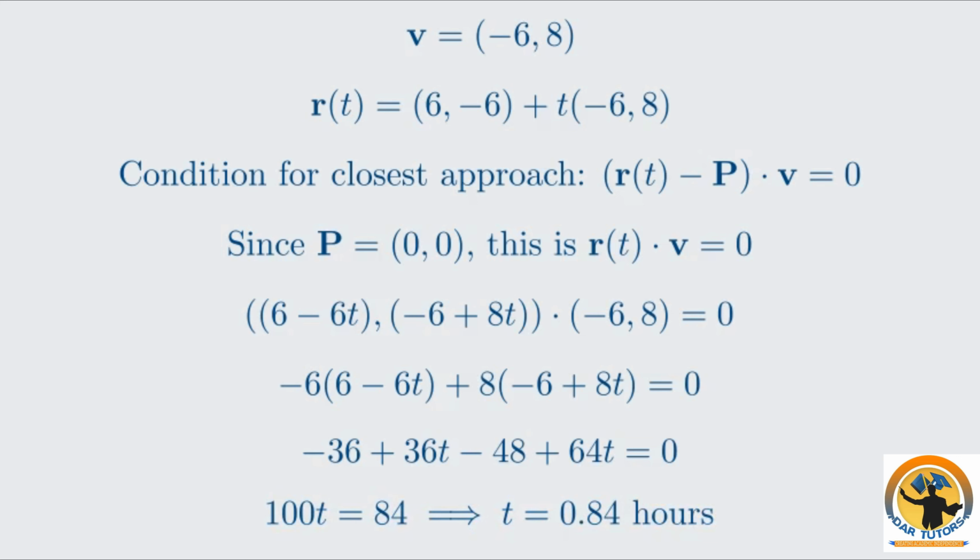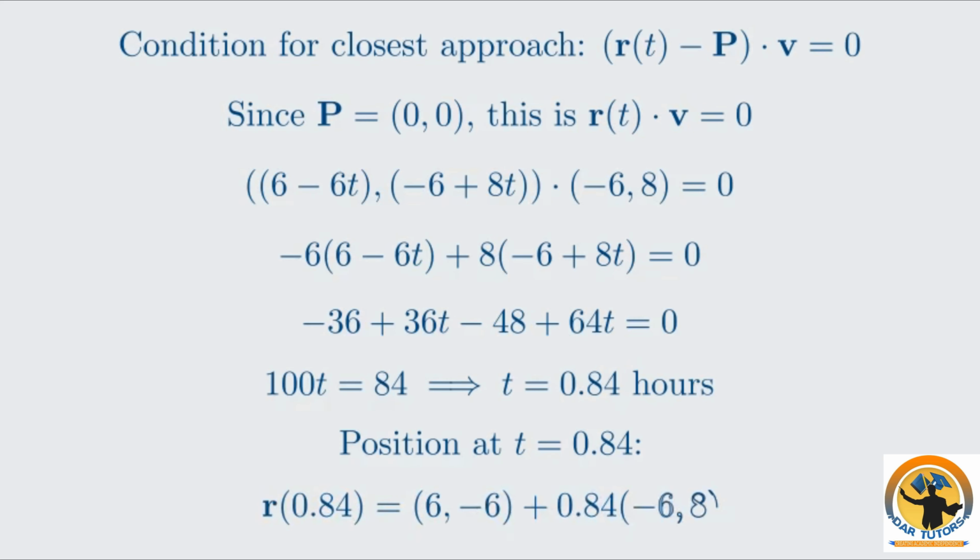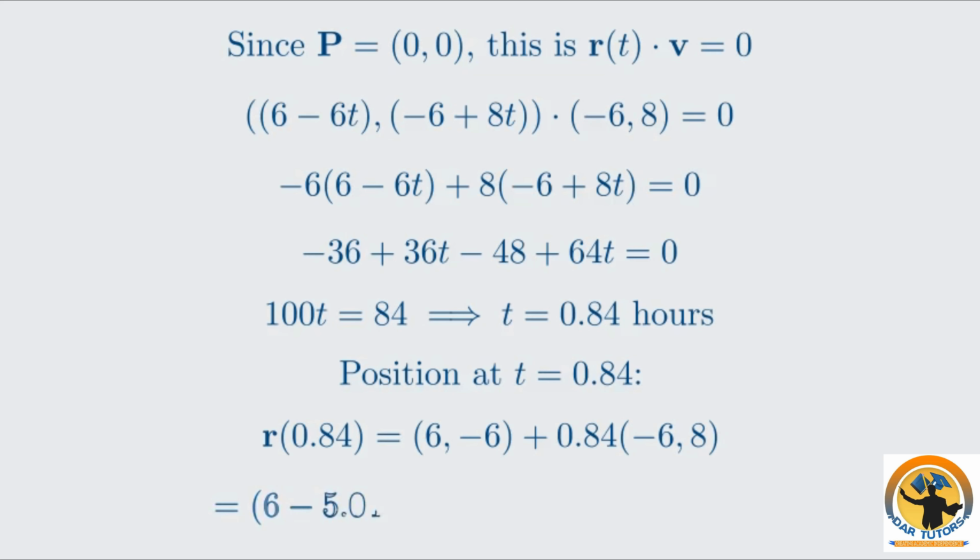To find the position at this time, we substitute t back into the position vector equation. Substituting t = 0.84, we find the position vector is (1.92, 0.72). This is the position of the liner when it is closest to the fishing boat.